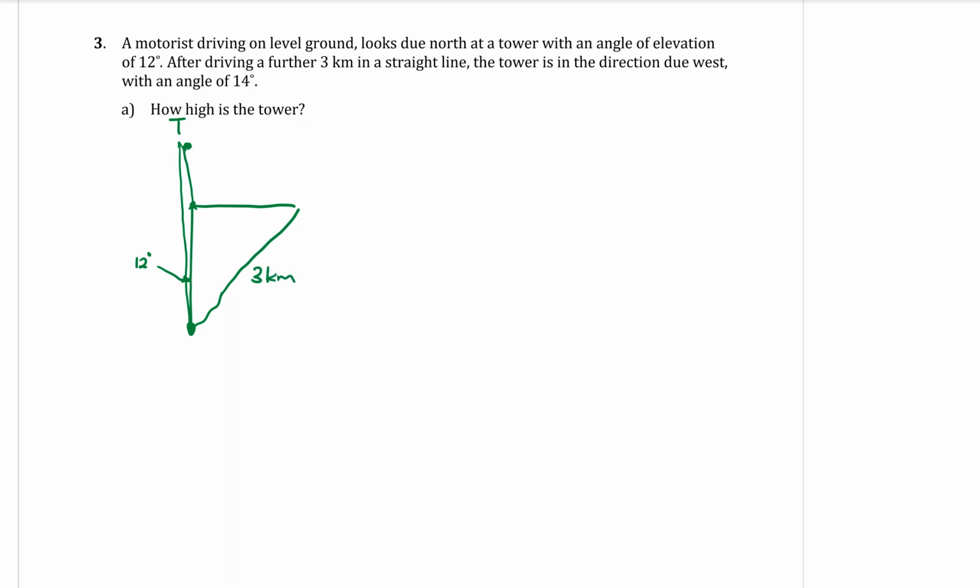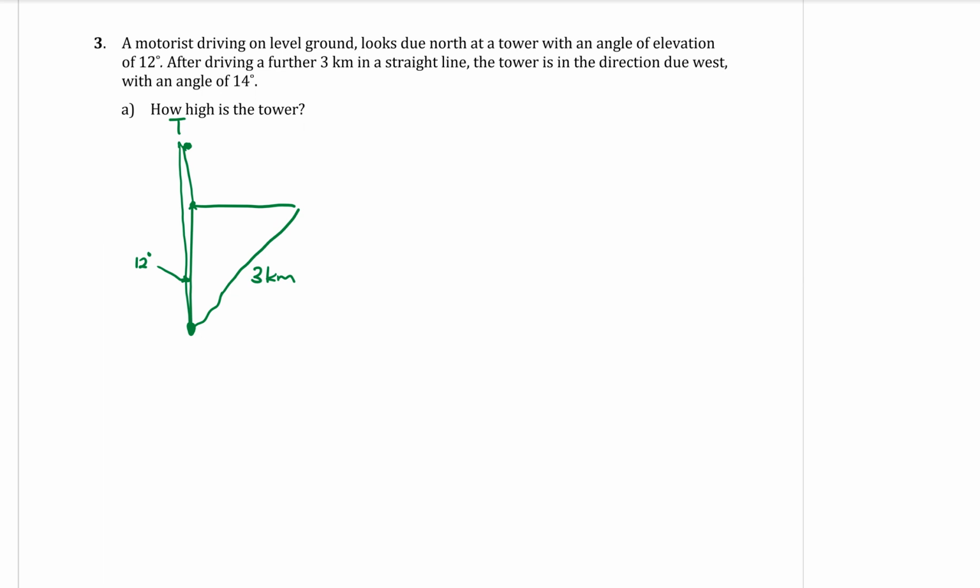So he starts here. He looks due north at the tower. This is my tower up here that's called T, and the angle of elevation of the tower is 12 degrees. But he's not driving straight to the tower. He's driving past, along the road. The tower is over there, looking north. He sees the tower, right? But this is actually the road that he's on.